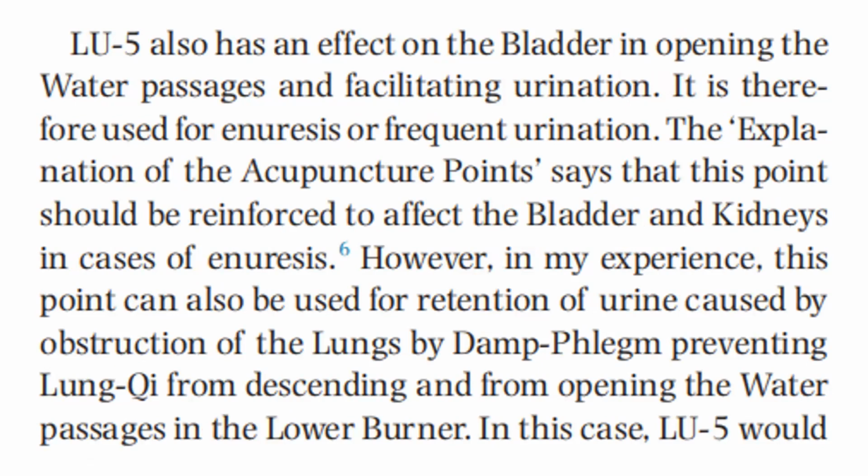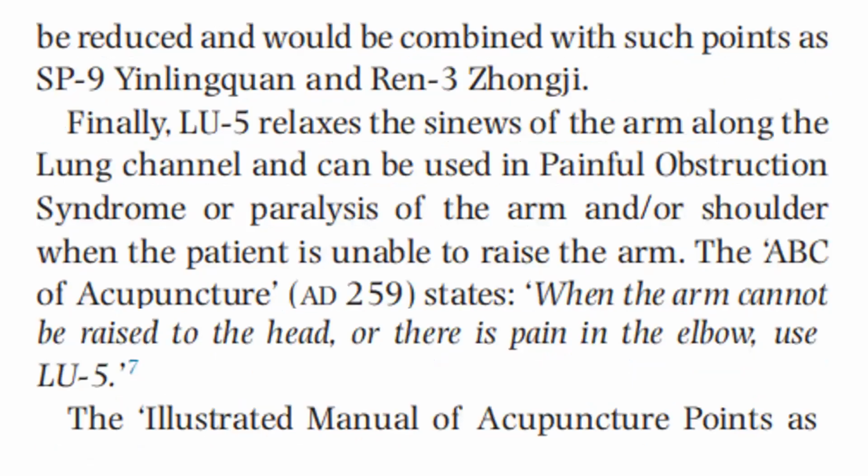cases of enuresis. However, this point can also be used for retention of urine caused by obstruction of the lungs by damp phlegm, preventing lung qi from descending and from opening the water passages in the lower burner. In this case, LU5 would be reduced and would be combined with such points as Spleen 9 and Ren 3.